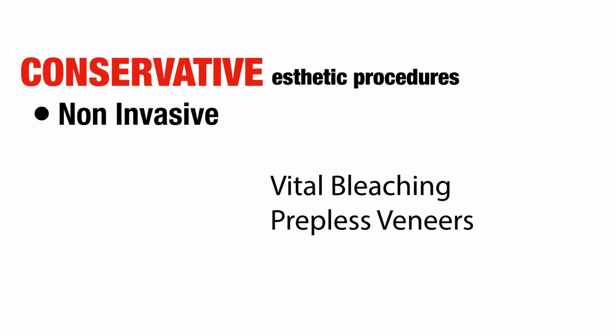So the conservative options we have, they are non-invasive. There's vital bleach and prepless veneers. So in case of vital bleach, obviously vital means the pulp is there. So you apply some bleaching gels on the dentition to improve the color of the teeth. And in case of prepless veneers, you don't need to prepare the tooth. You don't have to remove any enamel. You just have the veneers manufactured by the manufacturer and just have to apply them on the teeth. So it's a non-invasive one because you are not doing anything to the dentition.